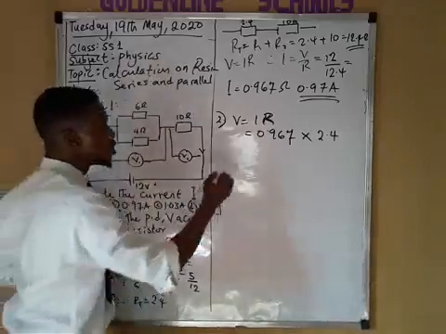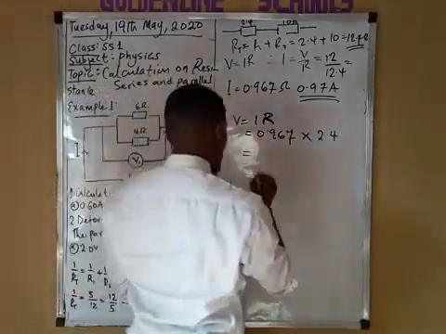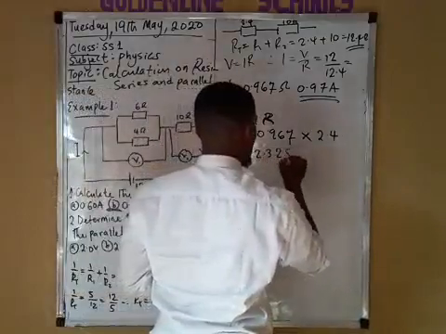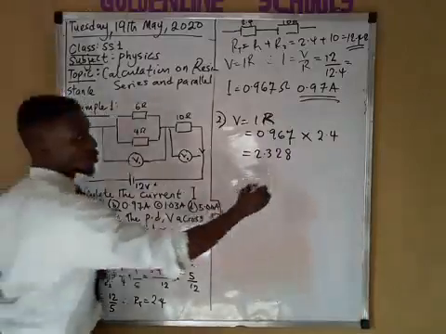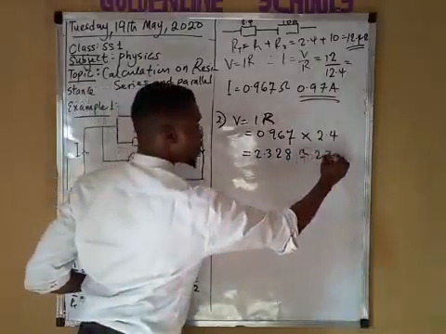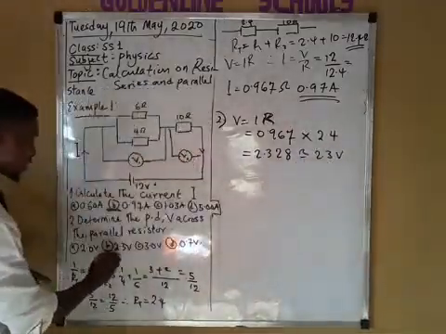So let's continue. When you multiply this, you are going to get 2.328, okay? So this is close to your answer. This is approximately 2.3 volts. So your answer is B.